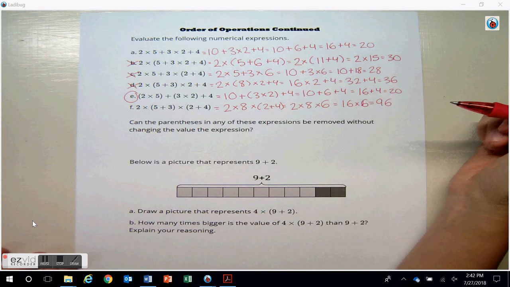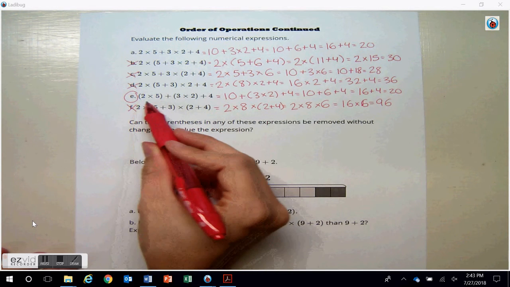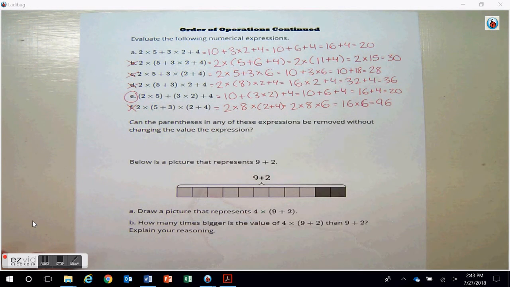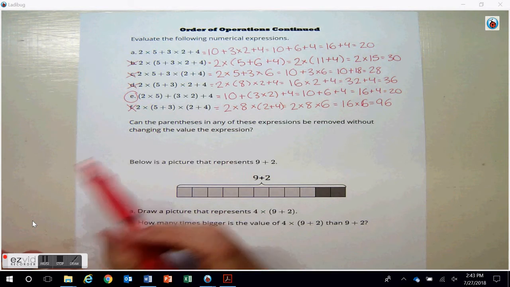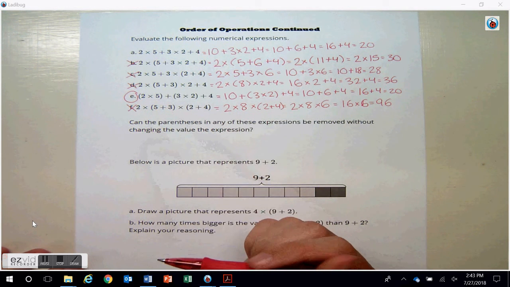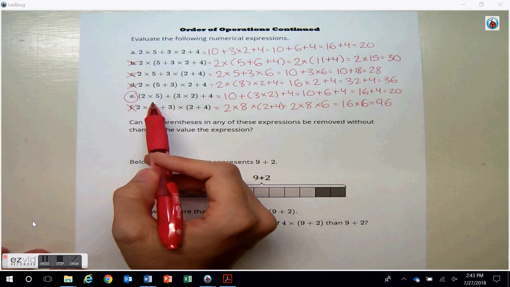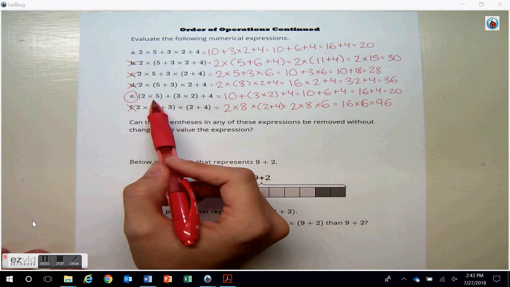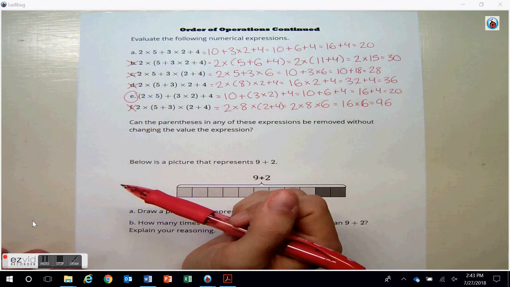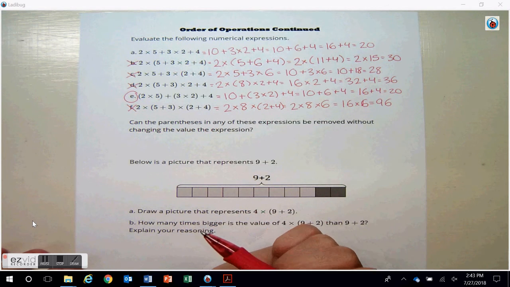My question to you is why did E work? Why is it that if I take out these parentheses, I still get the same answer? Well, my response would be this. Here I have parentheses around something that I would do first anyways. I would be multiplying 2 times 5 first because in the order of operations, multiplication comes before addition. So I would be doing that first no matter what, whether there's parentheses there or not.